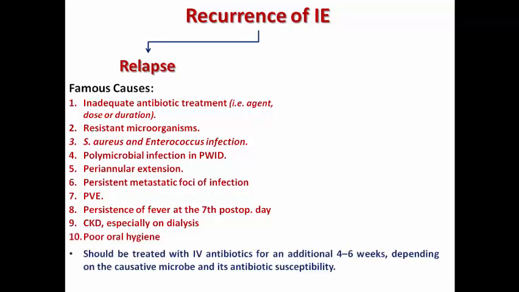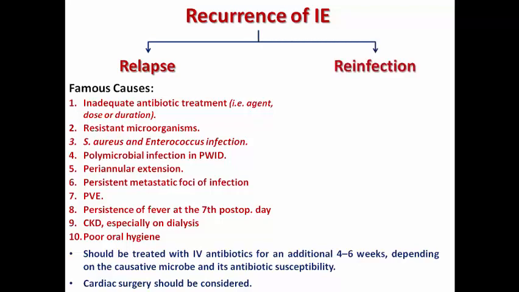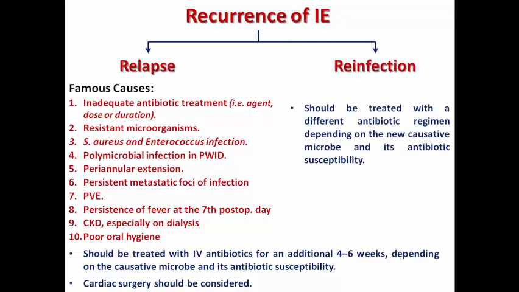All of these cause relapse, and in this case the patient should be treated with IV antibiotics for an additional 4 to 6 weeks according to the causative organism detected in the culture and its antibiotic susceptibility. And of course, cardiac surgery would mostly be required in this case. But for reinfection, it should be treated with a different antibiotic regimen according to the new causative microbe. We mentioned that it is a new organism and mostly more than 6 months after the previous episode, so draw another blood culture and detect the microbe and its antibiotic susceptibility.